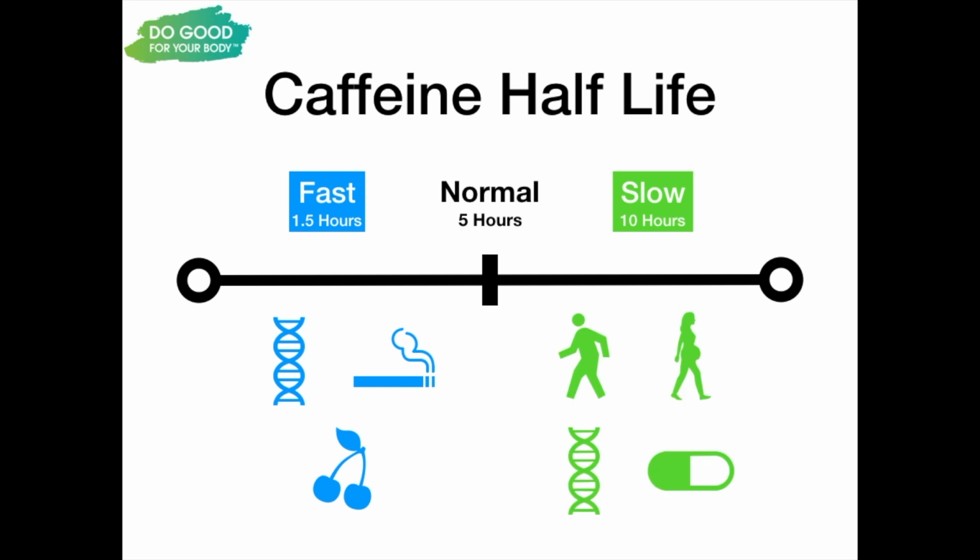And then the slow group. Age will affect how slowly you metabolize caffeine. The older you are, the slower you metabolize caffeine. If you're pregnant, that'll also slow down how quickly you metabolize caffeine. Genetics can go the other way. It can either speed up or slow down your metabolism. And then finally, if you're on birth control, that can also slow down the rate at which you break down caffeine.